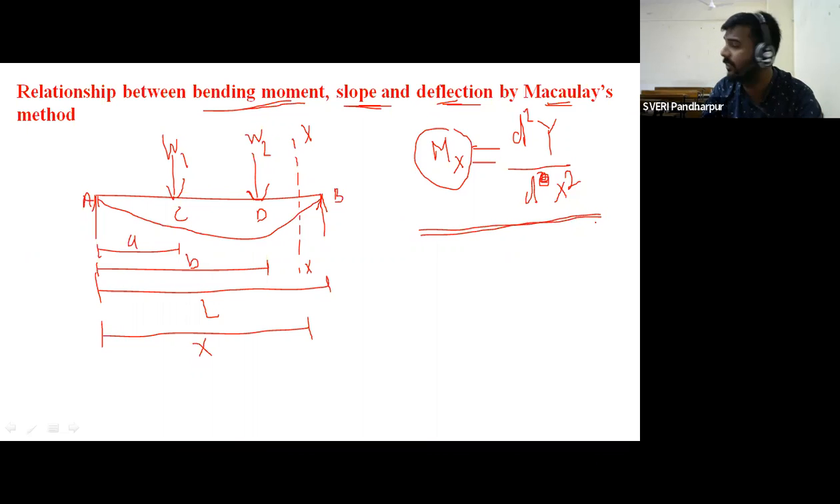Please keep in mind, this is the standard formula which we have to apply for the double integration method and the Macaulay method. This formula represents the bending moment at section XX, that is d square y upon dx square, and by using this formula I have to calculate the slope and deflection. So here I have to take the moment at section XX.